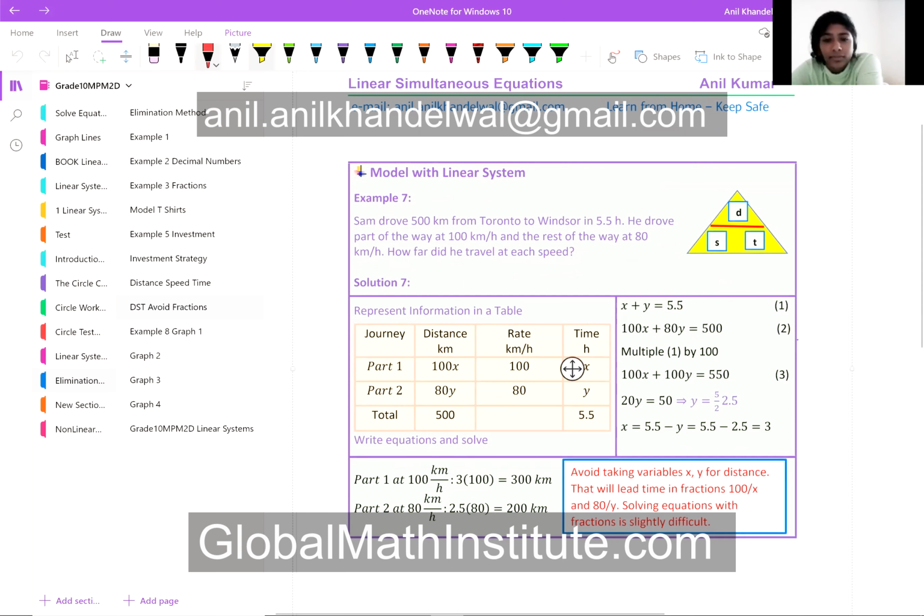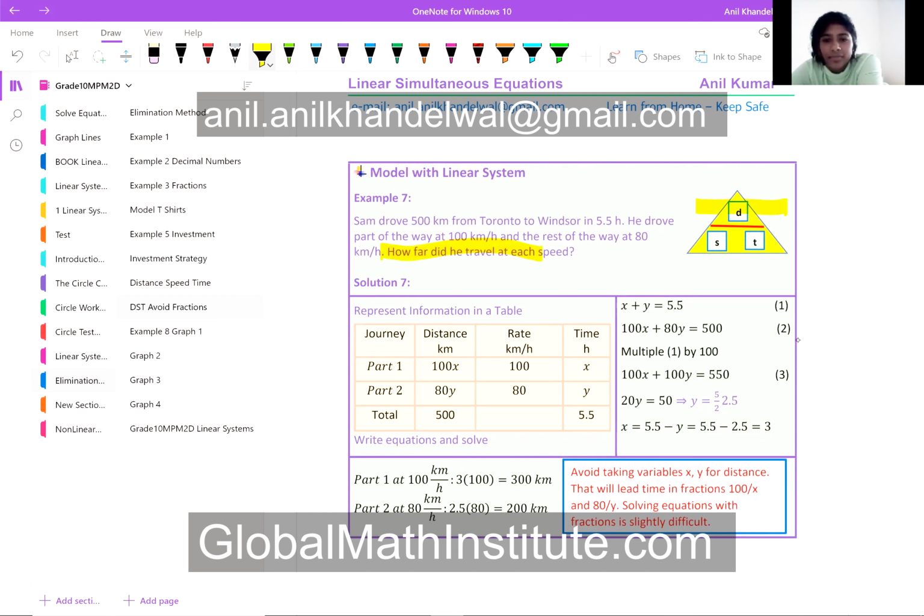Again, we are going back to the same thing. Well, I know how far he traveled. That means blindly you could put distance as x and y as we did last time. But since we're looking into distance, speed, and time, and I know distance is the product of speed and time, I would like to calculate the distance rather than calculate the time. I will not go for time. I will go for distance because distance is a product. Time is a quotient. So we are avoiding another strategy to learn.